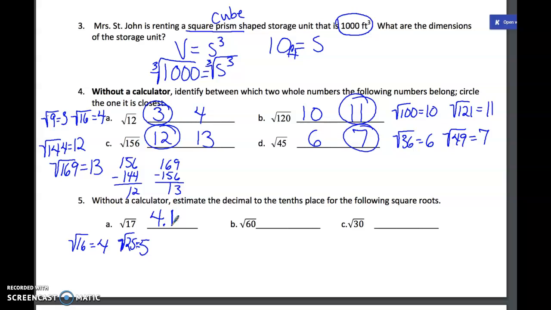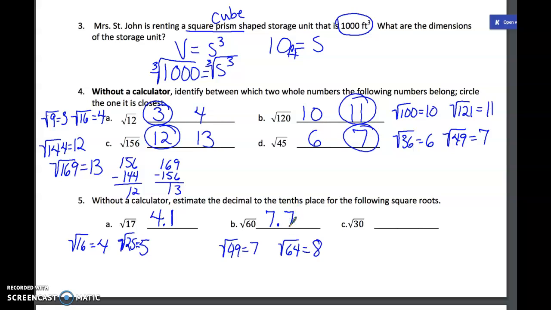Now looking at B, square root of 60. I know the square root of 49 equals 7, and I know that the square root of 64 equals 8. So 60 comes right in between there, and it's actually closer to the 8. So I know it's between 7 and 8, quite a bit closer to the 8. So when I estimate that, it's going to be 7, and I'm going to say it's about 3/4 of the way. So I'm going to go with 7.7.